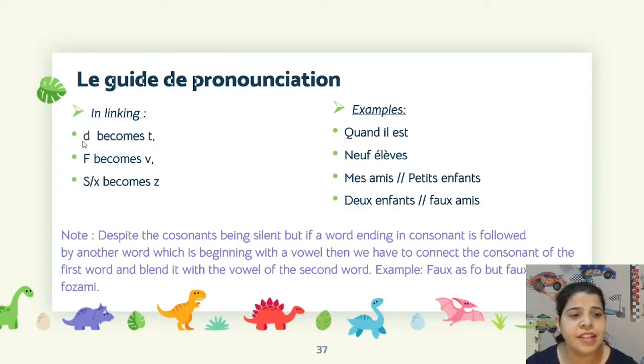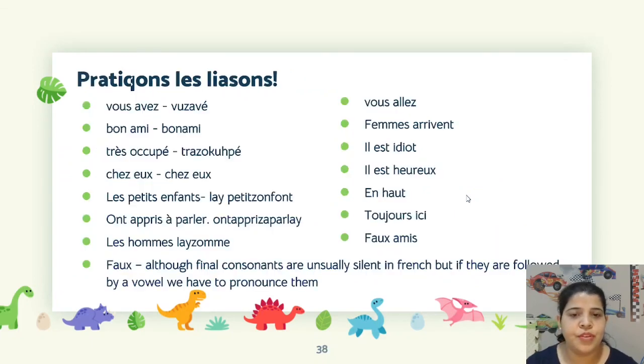Remember, guys, D becomes T when we are connecting and pronouncing in liaison. F becomes V: neuf élèves. S and X become Z: les, mes amis, petits enfants, deux enfants, faux amis. Let's move further and practice what we have learned so far.